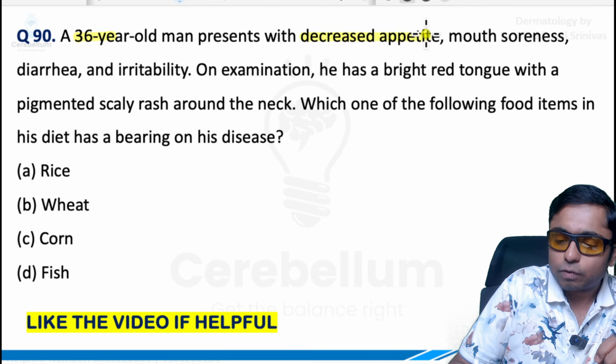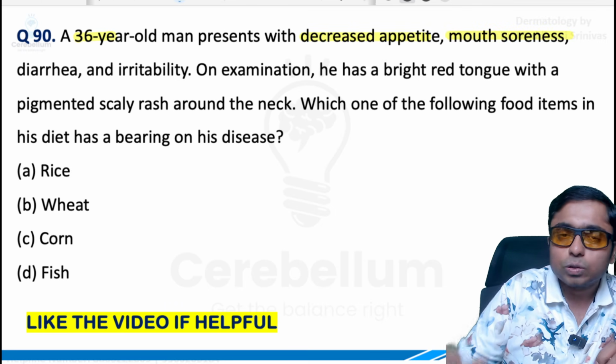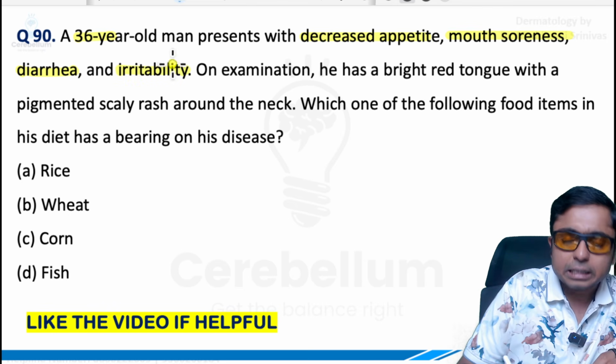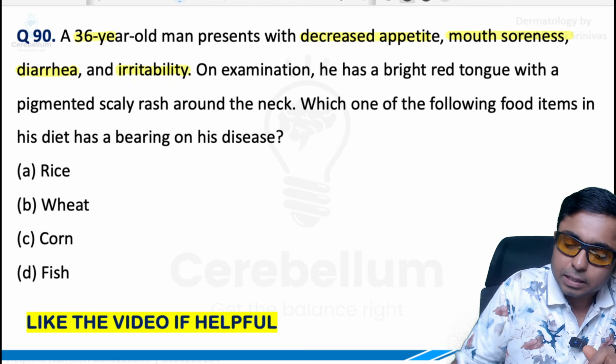A 36-year-old is complaining of decreased appetite, there is mouth soreness, and there is diarrhea, the important clue, and also there is irritability, something related to the central nervous system.